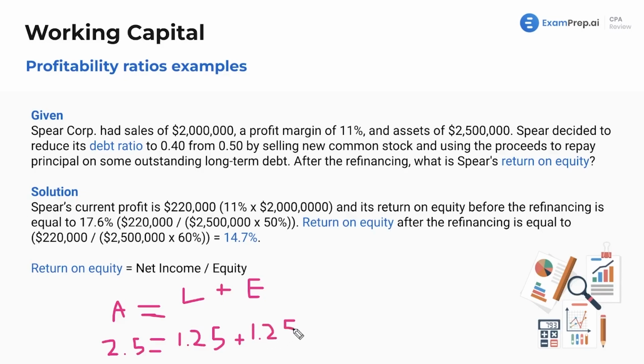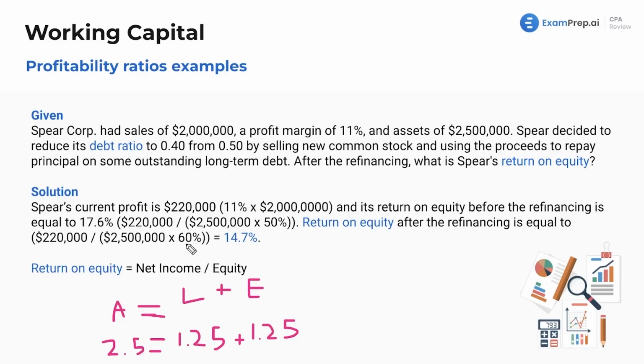Now, this is just saying that our equity is half of 2.5 million, which is 1,250,000. So our ROE before the refinancing is 220 divided by 1,250,000. And then the return on equity after the refinancing is going to be equal to 220 divided by 60% of that 2.5 million, because now your debt went to being 40% rather than debt was half.